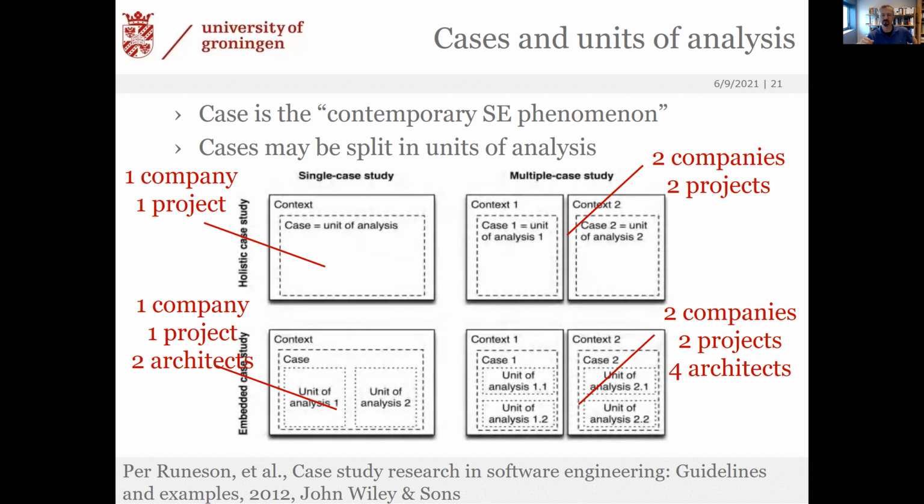And finally, if you had, again, as an example, two companies, in each one, you have two projects, and each project has an architect. So in total, 4 architects. This is the more compartmentalized case study because you would have 2 different contexts, so 2 different companies. In each company, you also have 2 different projects, so 2 different cases. And in each project, you have 2 different architects, 2 different units of analysis. So that is an embedded multiple case study.